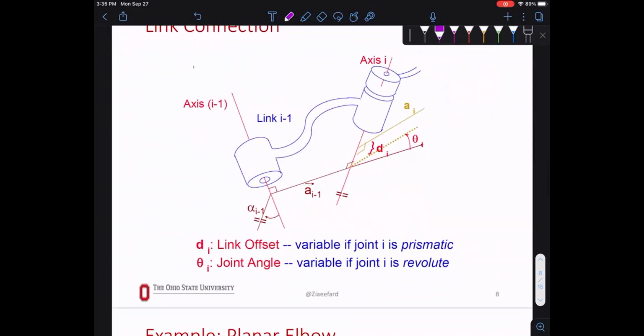For theta i and v i, we already talked about it for prismatic and revolute joints. There is a special case for v i. I will show you through an example, because this is not going to make much sense otherwise. Let's work on examples to use all this knowledge.